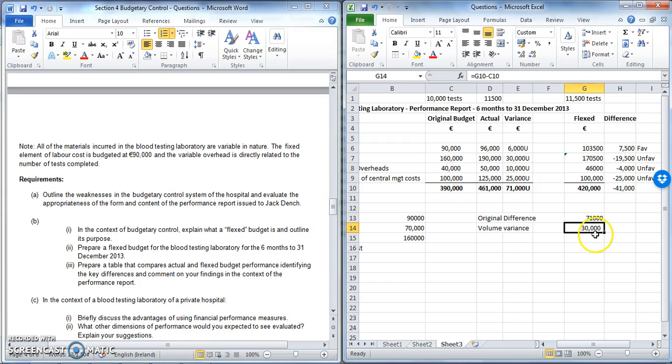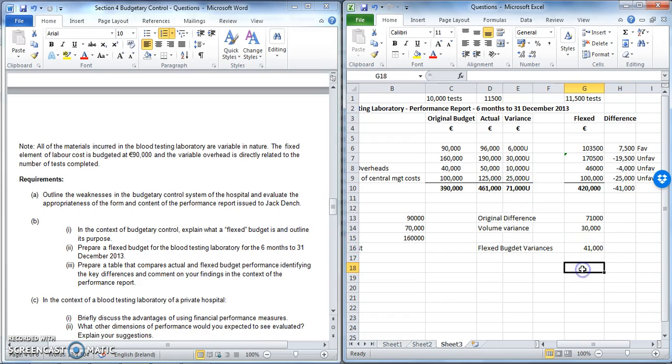So of that 71, actually 30,000 is related to the volume, which will not really be controllable by Jack. He just does the tests as they come in. So it's not fair to attribute that to him. That means the flexed budget variances in total equals 41. And you can see, we'll make that a positive, that the sum of the volume variance and the flex budget variance equals the total variance from before.